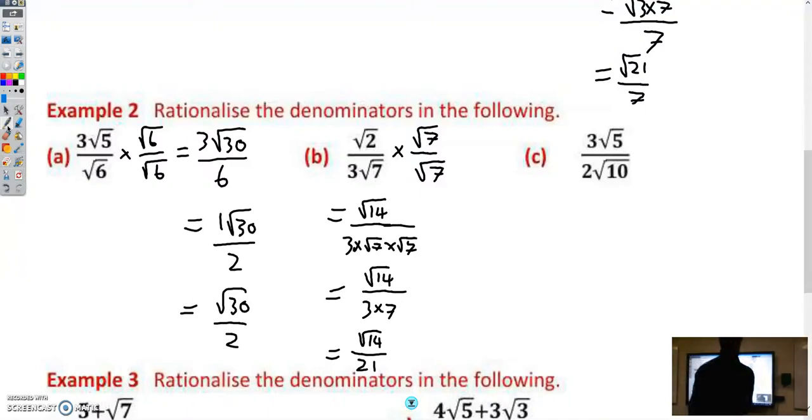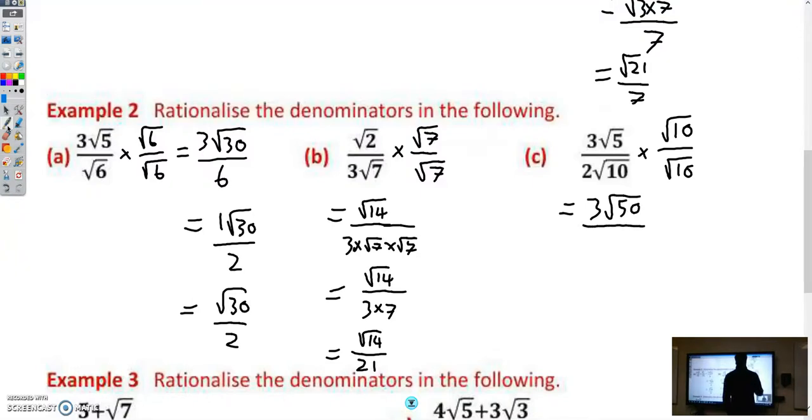Finally, we have 3 root 5 over 2 root 10. Once again, we're going to multiply by only the third component of the lower half. So, we're going to multiply by root 10 divided by root 10. And we will get 3 root 5 times root 10 is root 50 over 2 times root 10 times root 10, which is just 10. Okay? We continue on.